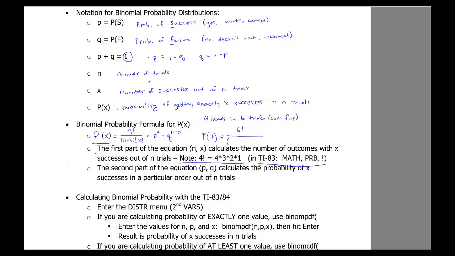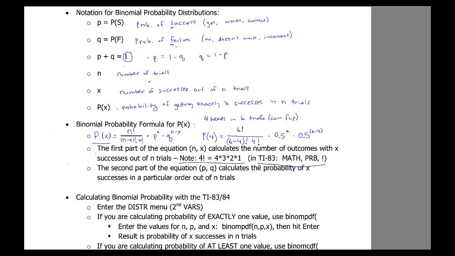So that goes on top. Then we have n, which is 6, minus 4 factorial times x, which is 4 factorial. And then we multiply. So the p in this case, since I'm flipping a coin, it's going to be 50-50 or 0.5. So 0.5 to the x, and x is 4. And since we're using 0.5, p and q are going to be the same because they add up to 1. And that's going to be to the 6 minus 4, n minus x, power. Okay. So you can see this would take a little bit of work to get this all into your calculator.